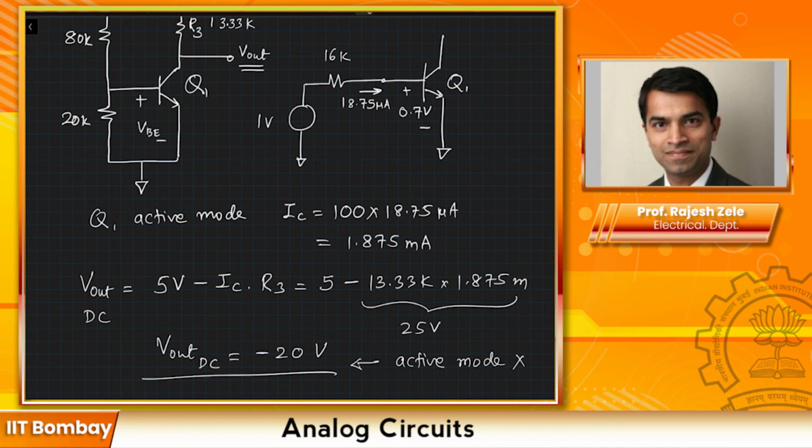It tells you that the output voltage is going down towards ground, which in a way tells you that VCE will hit somewhere close to 0.2 volts, and that would be the lowest you can go. So let's figure out what's going to happen in saturation mode now.